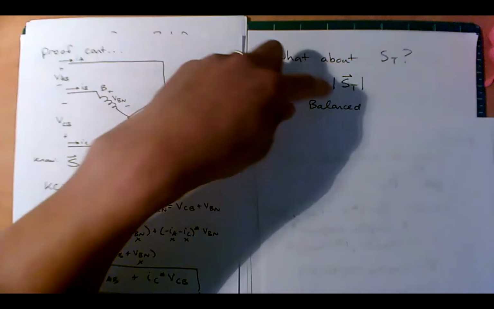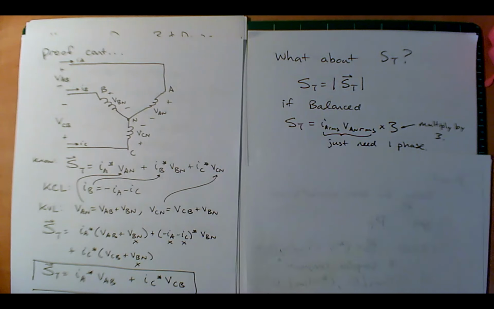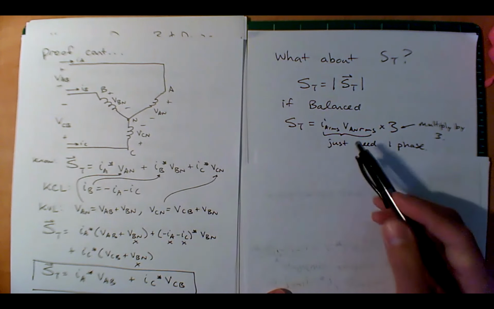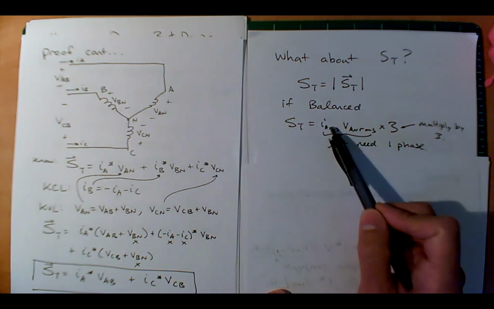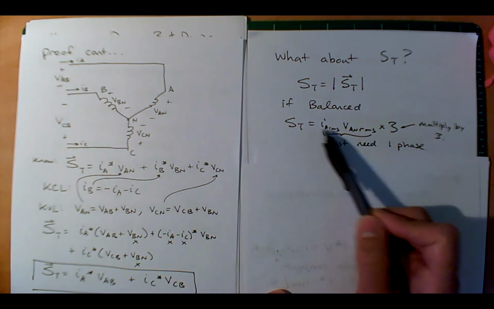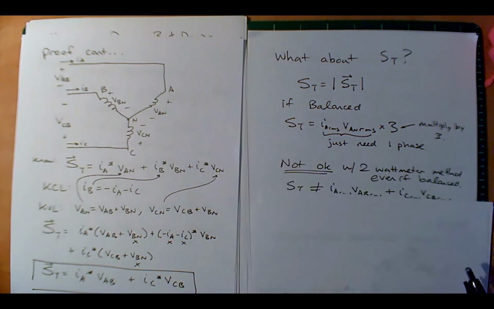Okay, so the total apparent power is from what? Well, we know it's the magnitude of the complex power, right? And if it's balanced, then we can just take 3 times the VRMS and IRMS of just one phase. That's no problem. Yay. And it should be 104, right?